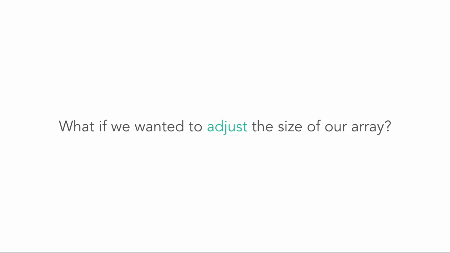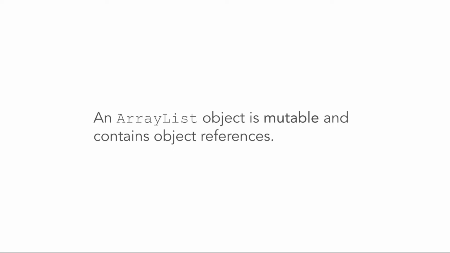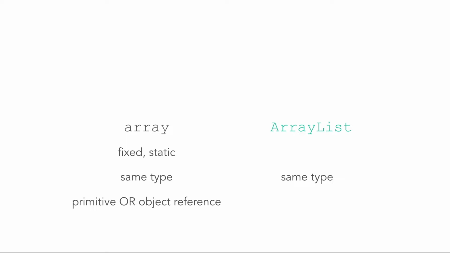What if we wanted to adjust the size of our array? We would need to create a new one. There is a more efficient way to create adjustable or dynamic data structures, and we can do so by using the ArrayList class. Notice that we call it a class. That's one reason it's capitalized. An ArrayList object is mutable, and it contains object references. Unlike a static array, an ArrayList object is dynamic, mutable, and can only store object reference elements.